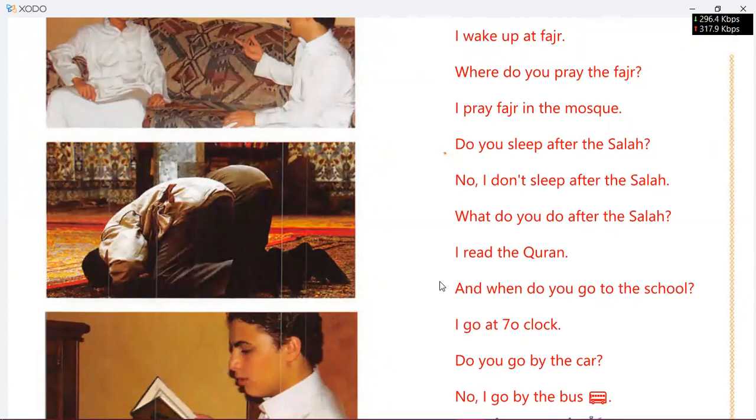And when do you go to the school? Wa mata tazhabina ilal madrasa? When do you go to your school? I go, azhabu sa'ata sabia. Do you go by the car? Hal tazhabina bis sayara? La azhabu bil hafila.